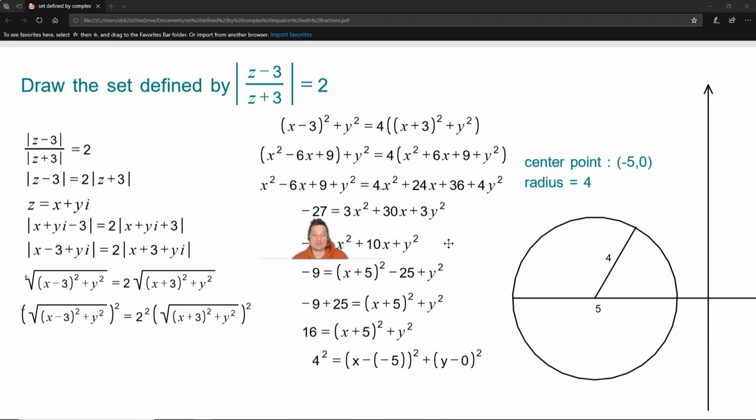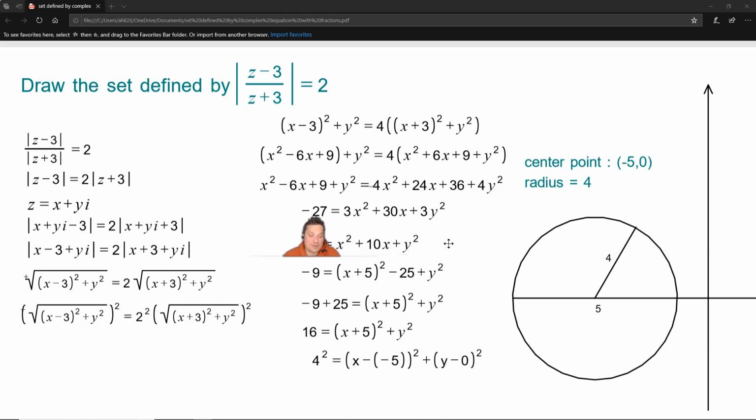I'm skipping some of those steps, writing down only some of them. Otherwise, this would take so much more space. Continue. So now I'm going to have the following. I have negative 27 equals 3x squared plus 30x plus 3y squared. Observe, when you look at this equation above my head, the 3 is a common factor. So divide every single term on the left and the right, term by term, by 3.